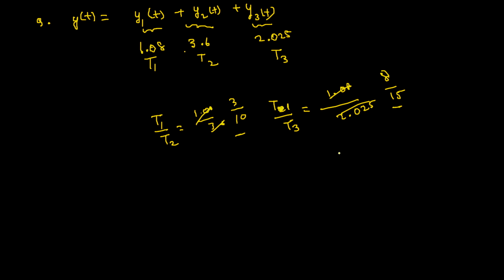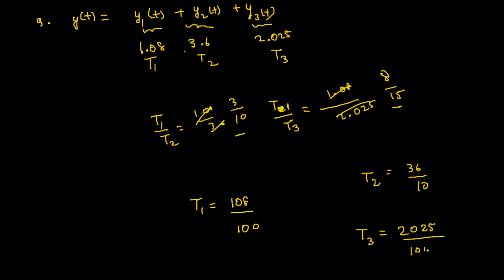So now to find the actual period, what we need to do is we need to take all the time periods. Let me write it in the fractional form. T1 is 108 by 100, T2 is 36 by 10 and T3 is 2025 divided by 1000.